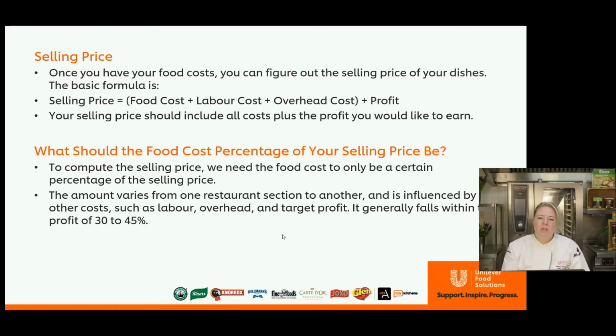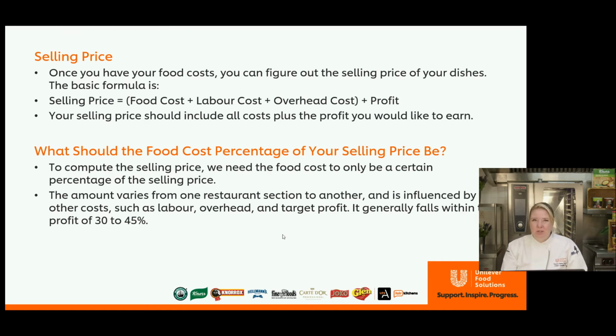Once you have your food cost, you can figure out the selling price of your dishes with a basic formula. Your selling price is your food cost plus your labor cost and your overhead cost plus profit. So your selling price should include all the costs plus the profit you would like to earn. This means that if you do not include one of them, you are basically working for free.